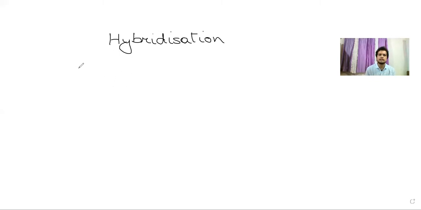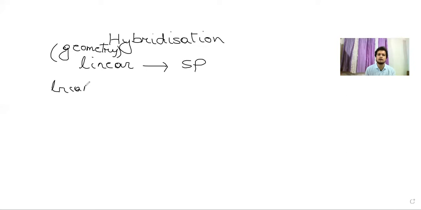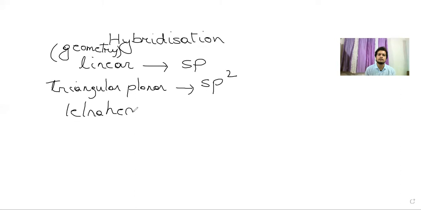Okay. So if you are getting the structure as linear, remember that when we talk about structure, what I am talking about is geometry, not shape. So be careful. Hybridization is decided by geometry, not by shape. When geometry is linear, it will be sp hybridized. Please remember that. When geometry is trigonal planar, the hybridization is sp2. When it is tetrahedral, it is sp3.